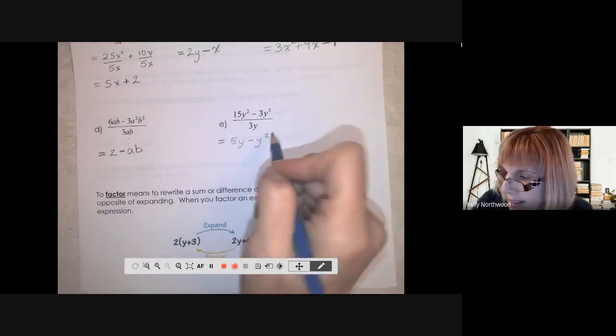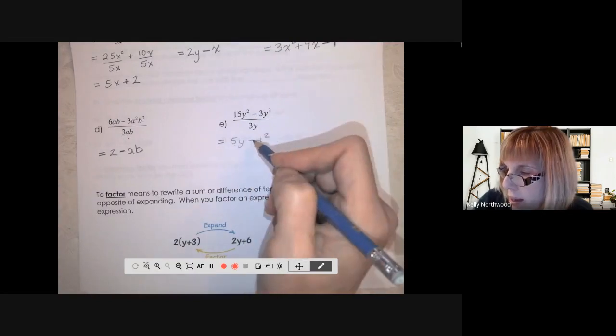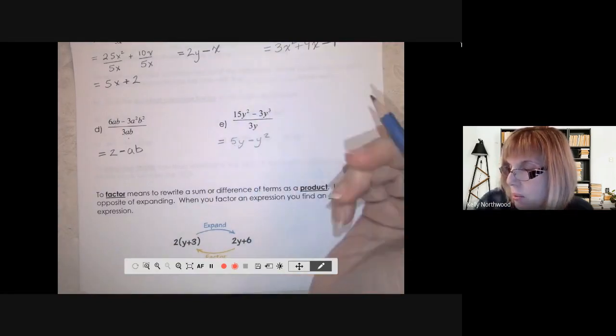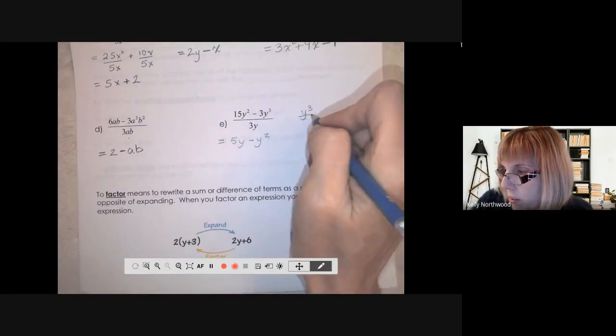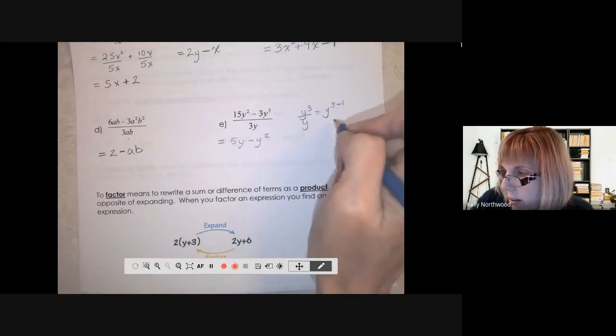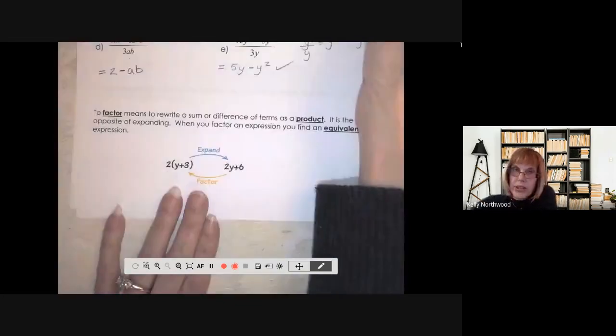Yes, very good. So 15 divided by 3 is 5. Y squared divided by y is y. Minus 3 divided by 3 is 1. Y cubed divided by y is y squared. Very good. So if you forget your exponent rules, that would be y squared. Awesome. Okay, so now we're going to start factoring.